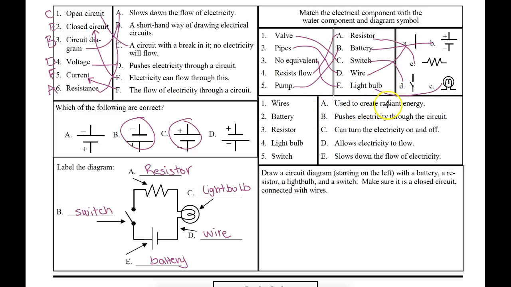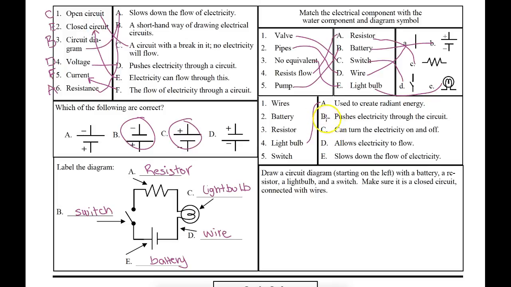Used to create radiant energy. Radiant means that it radiates, that you can see it, or it can radiate energy. You could think of a radiator. You could feel the heat come off of it. You don't see it, but they're talking about a light bulb here.